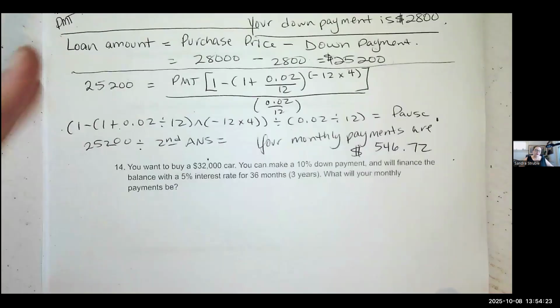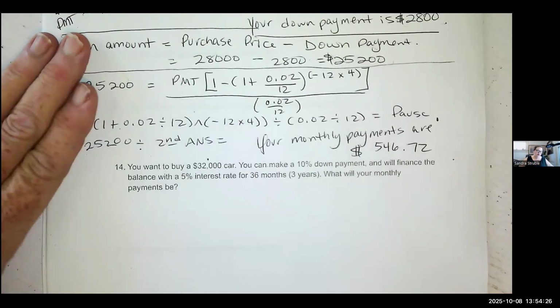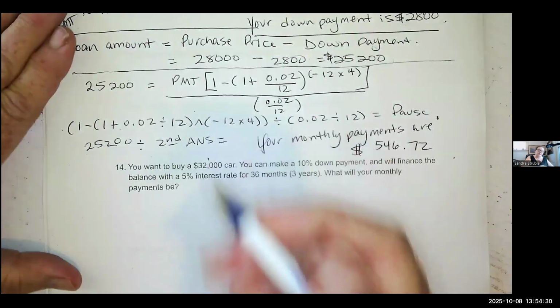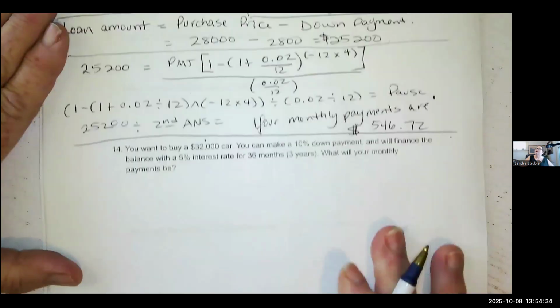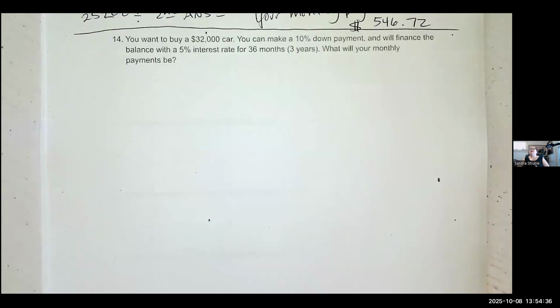Again, most car loans are between 5 and 7 years now. I haven't seen anything like this. Maybe at a bank, but not at the car dealership. All right, you want to buy a $32,000 car, you can make a 10% down payment and we'll finance the balance with a 5% interest rate for 3 years. What's your monthly payments be? This is going to be the same exact concept. We didn't go back to find out how much. I want to go back here real quick.